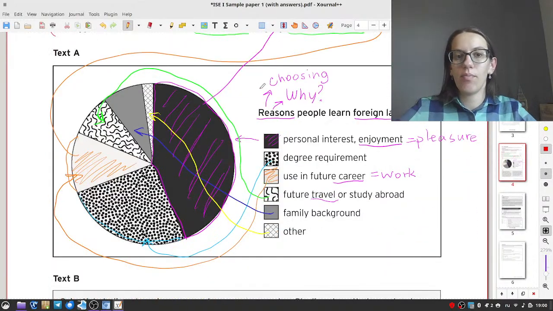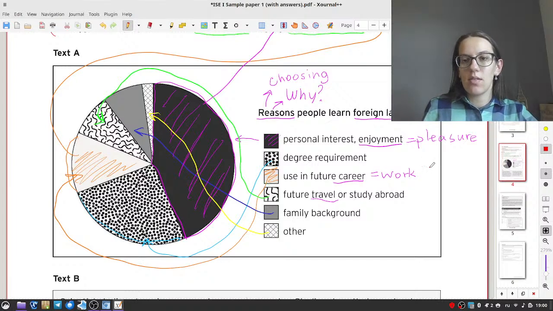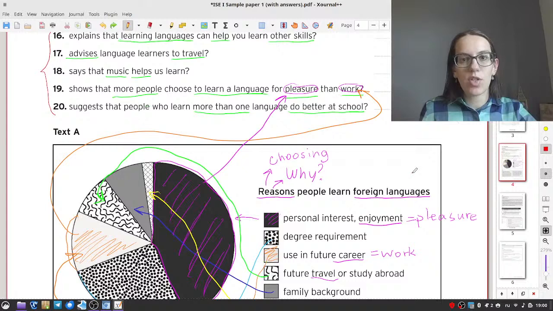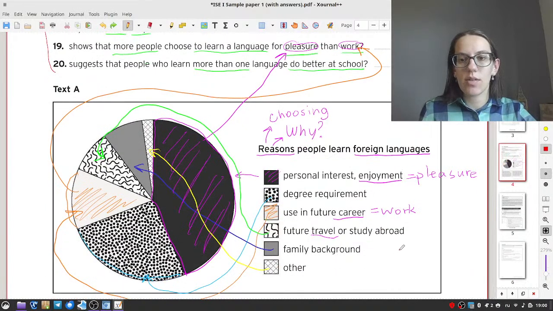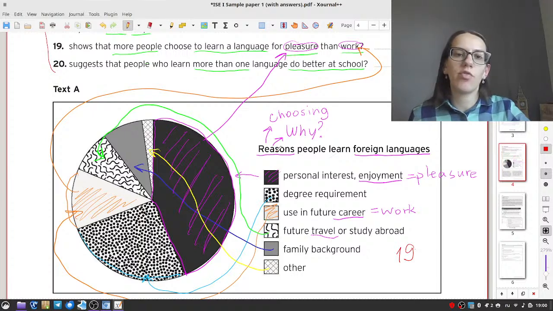So that's it. Thanks to the pink and orange parts, we understand that this is text A. I need to write the number of the question. Answers which question? 19. So this is question 19. And well, here I do it in a very, very detailed way.